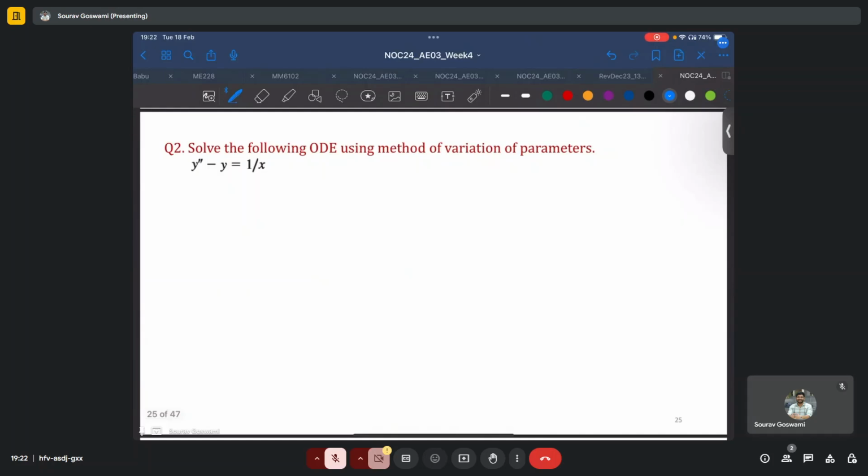There's one more question on the method of variation of parameters, and let's also quickly solve this. So, since this is a non-homogeneous equation, the general solution will have two parts, the complementary function and the particular function. For finding the complementary function, this is the solution of the function y double prime minus y equals 0.